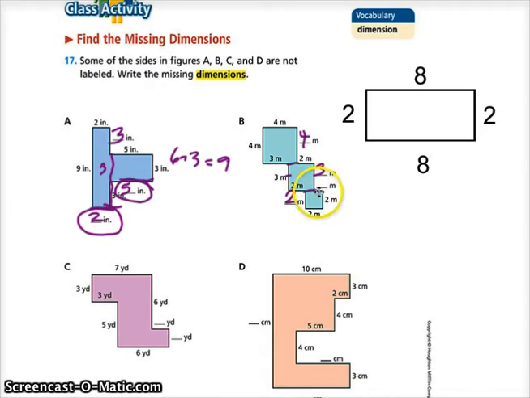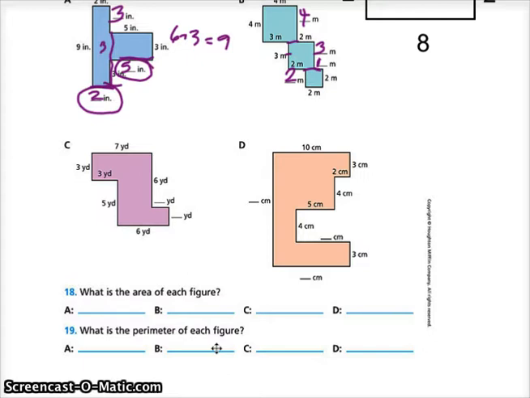And then I have to figure out this tiny little chunk right here. If I know the whole thing is 2, and I'm missing part of it, then that leads me to assume that this would be 1. Okay, figure C, I need to figure out this side and this side. This one's a little more tricky.